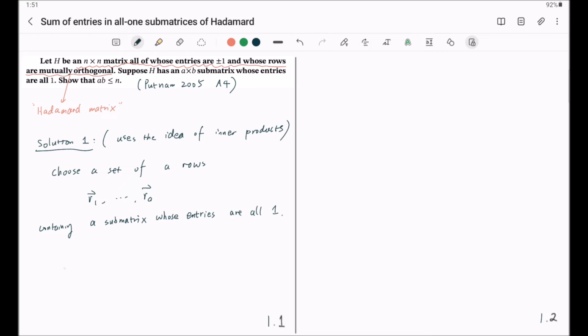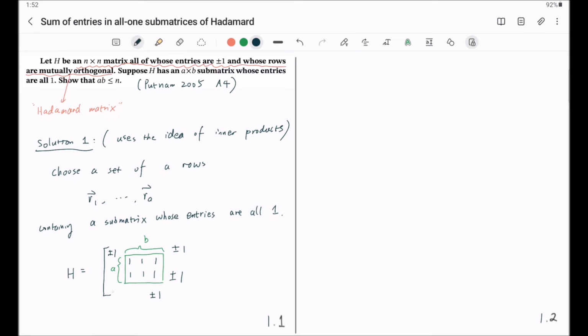For example, if your matrix H looks like this, so there are some 1s which form your A by B submatrix. In this case, A is equal to 2 and B is equal to 3. So there are 2 rows and 3 columns. And all the other entries are plus minus 1.